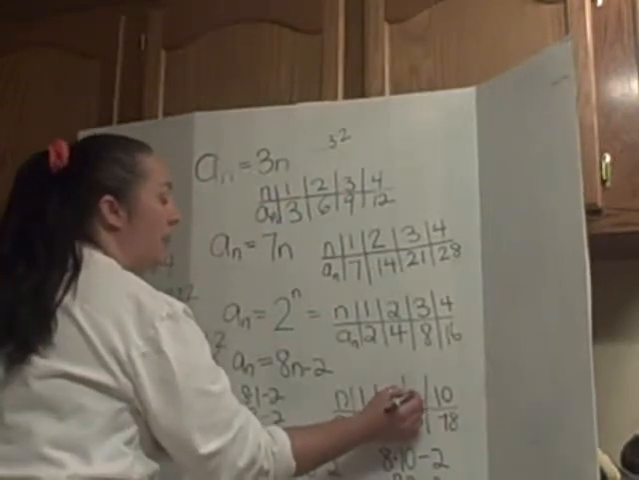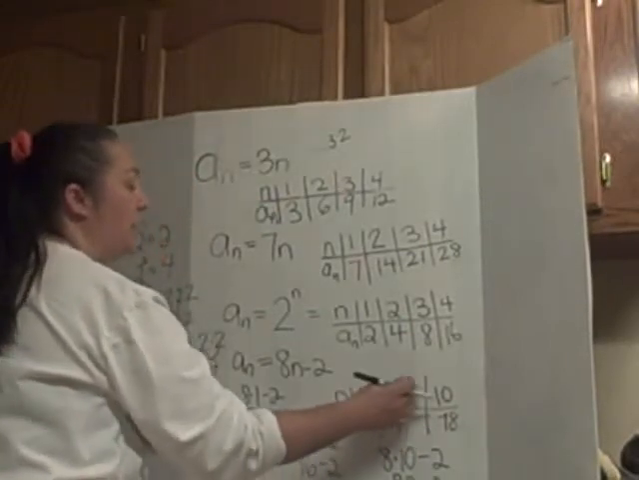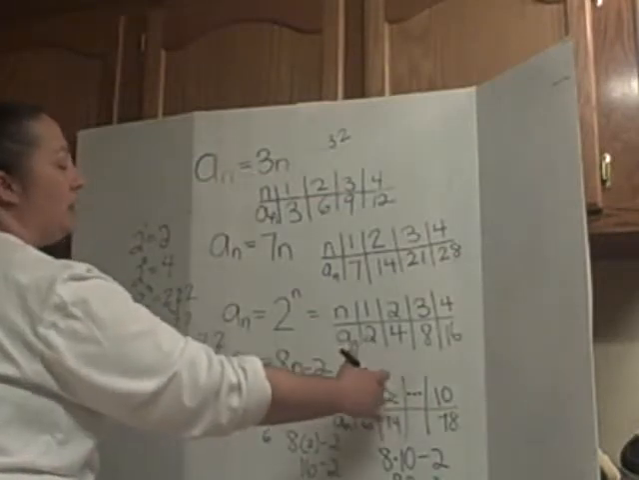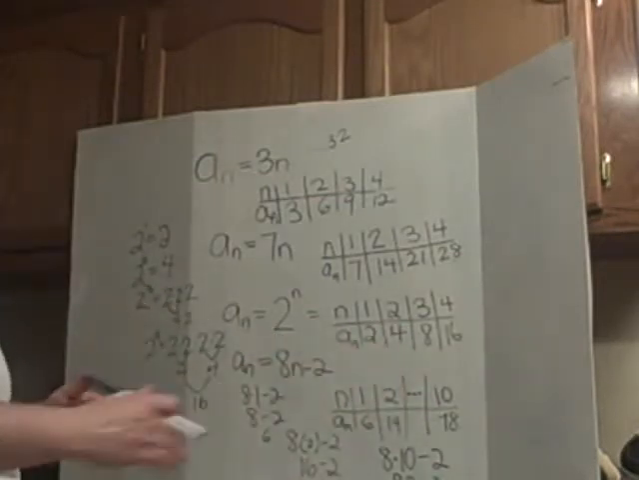Notice how I put a few dots here. Those few dots indicate the missing terms that are in between the 2 and the 10. In other words, I made a jump.